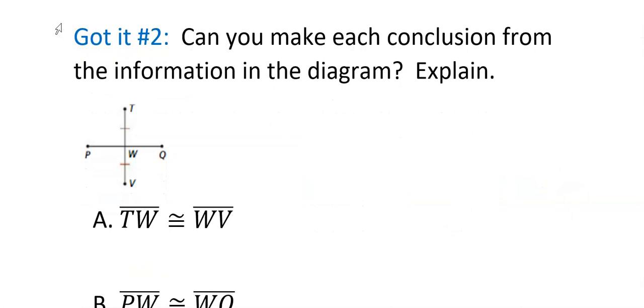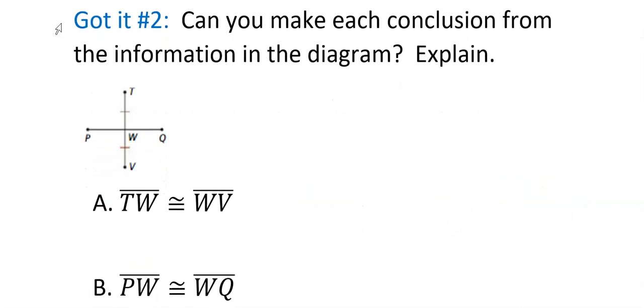You can pause the video now and try Got It question number 2. Can you make each conclusion from the information in the diagram and explain? So can you assume that TW and WV are the same? TW is marked with a hash mark. VW is marked with a hash mark, so I'm going to say yes. They are marked.